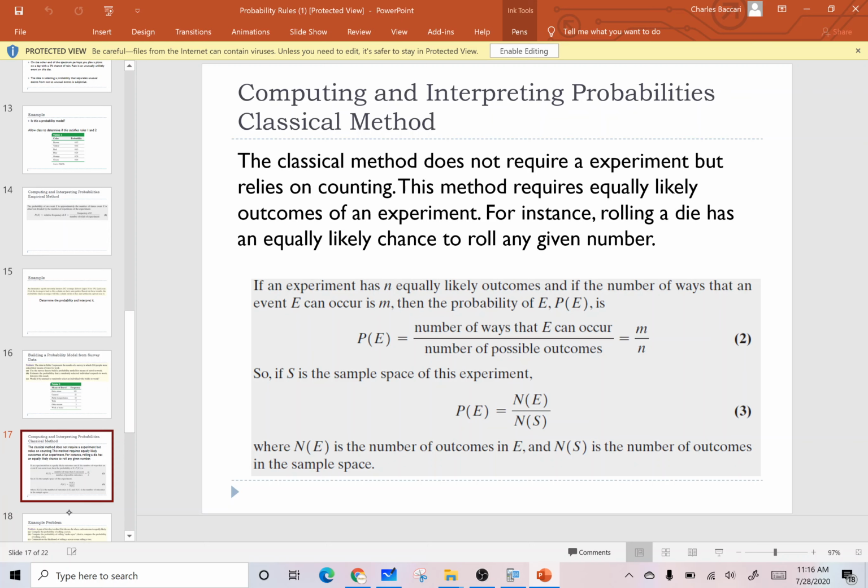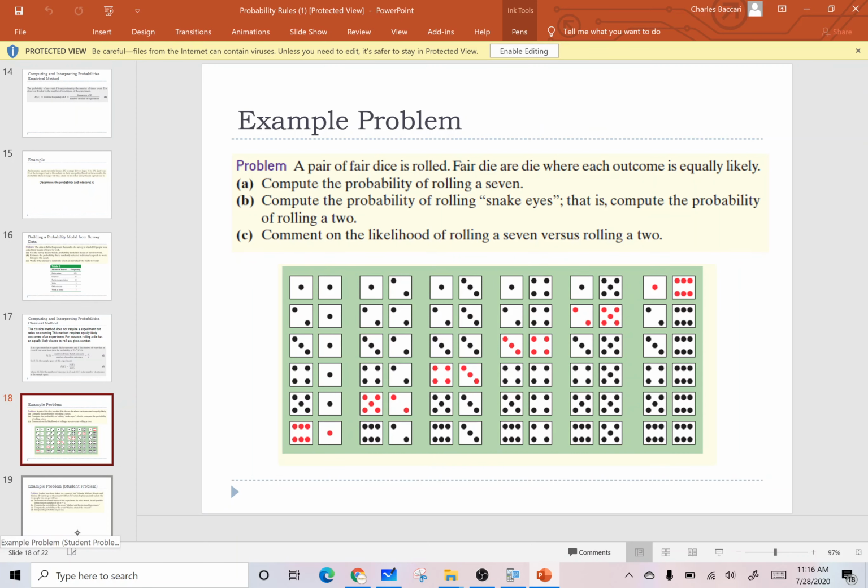So that's pretty straightforward. Example problem: a pair of fair dice is rolled. Fair dice are dice in which each outcome is equally likely. Compute the probability of rolling a 7. So how many 7s are there? We want 5 and 2. No, 6 and 1. 5 and 2.